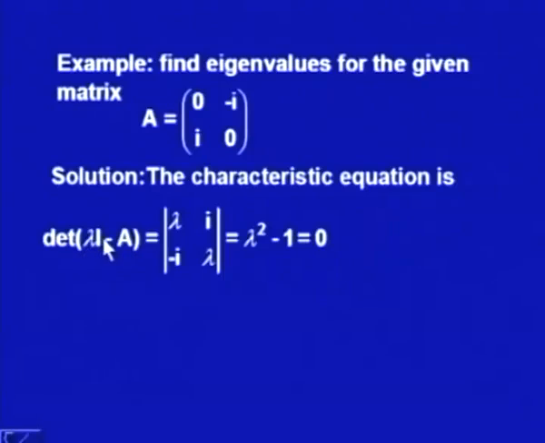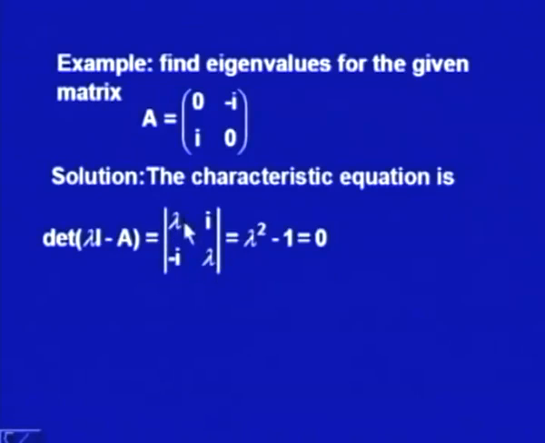So lambda times I, that is lambda, and A is not contributing in the first element, so it is simply lambda. Then for the second element, there is no contribution from lambda I, so it is minus A, so it is i here. Then this i will become minus i, and then we have this lambda.